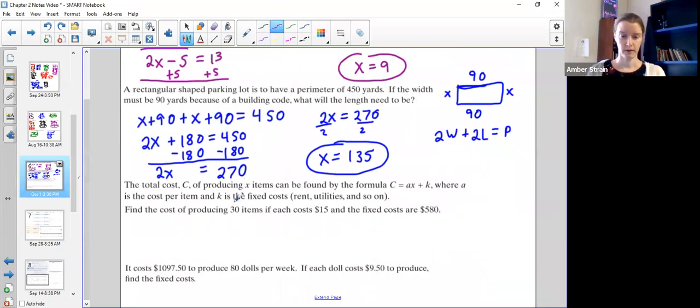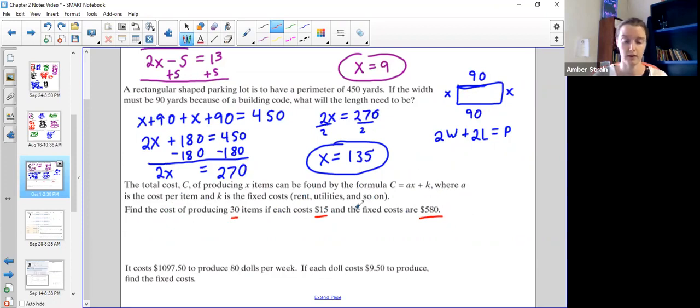Okay, a couple more here. The total cost of producing X items can be found using this formula right here, where A is the cost per item, K is the fixed cost, that would be like utilities, rent, that's always the same no matter how many of them you make. So it says you can find the cost of producing 30 items if each cost $15 and the fixed cost, the rent and utilities and such, were $580.